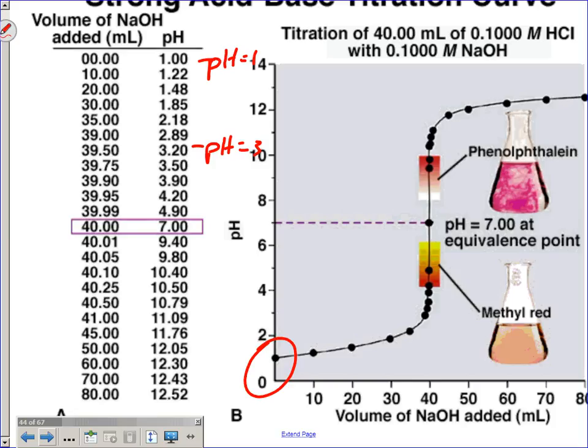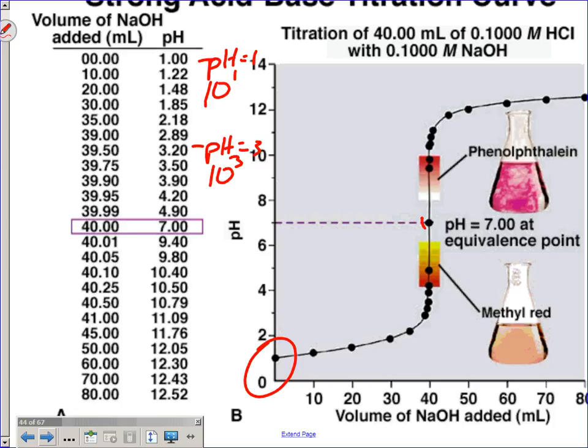So base 10, it means 10 to the first is what this is referring to, and this is 10 to the third, which is what that's referring to. So we have 100 times difference between them. That's why the pH jumps so quickly, because it's exponentially based, not linear based in terms of your math.